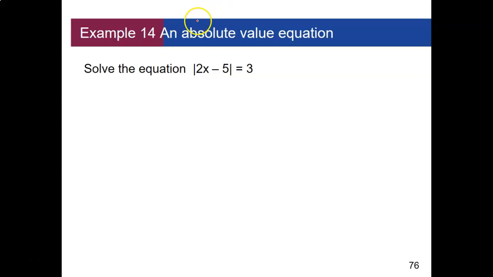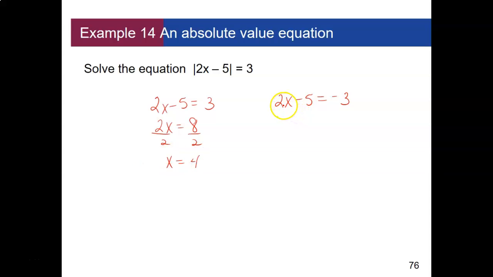Okay, here's another one for us to solve. So we're going to set it up into the two cases. The first case is going to be 2x minus 5 equals 3. The second case is going to be 2x minus 5 equals negative 3. We'll solve this by adding 5 to both sides. So that will give us an 8. We'll divide by 2. So x is going to be 4.